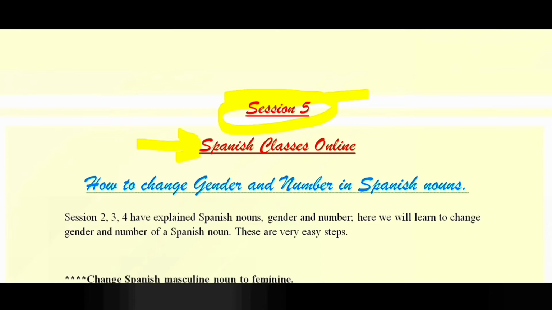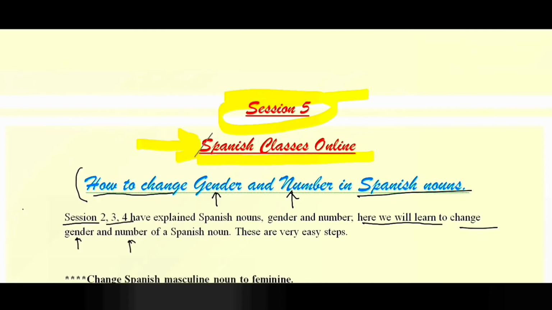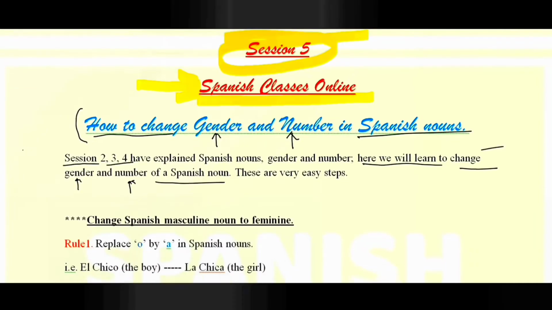Welcome to the classroom. This is session number 5. Here we will learn how to change gender and number in Spanish: masculine to feminine, singular to plural in Spanish nouns. Earlier we did sessions 2, 3 and 4, which were dedicated to Spanish alphabets, articles, etc. But today we will learn how to change genders and numbers. We have designed very easy steps with very easy examples.